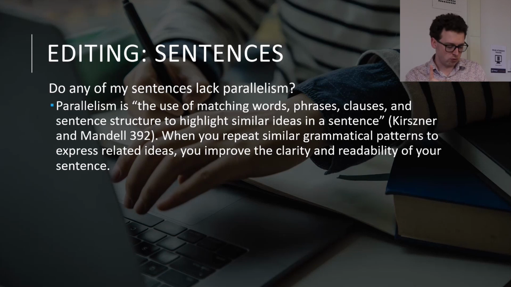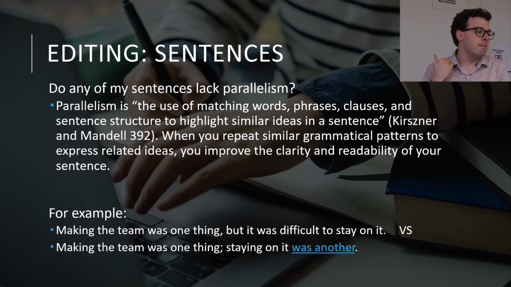You're probably still confused, so let me give you an example. Making the team was one thing, but it was difficult to stay on it. So notice the difference here. The first one, we start with making. It's what we call a gerund. It's a verb that's kind of like a noun, but it's making the team was one thing. And then all of a sudden we completely change the grammatical structure. It was difficult to stay on it. Okay, it's not incorrect, but it's a little bit awkward.